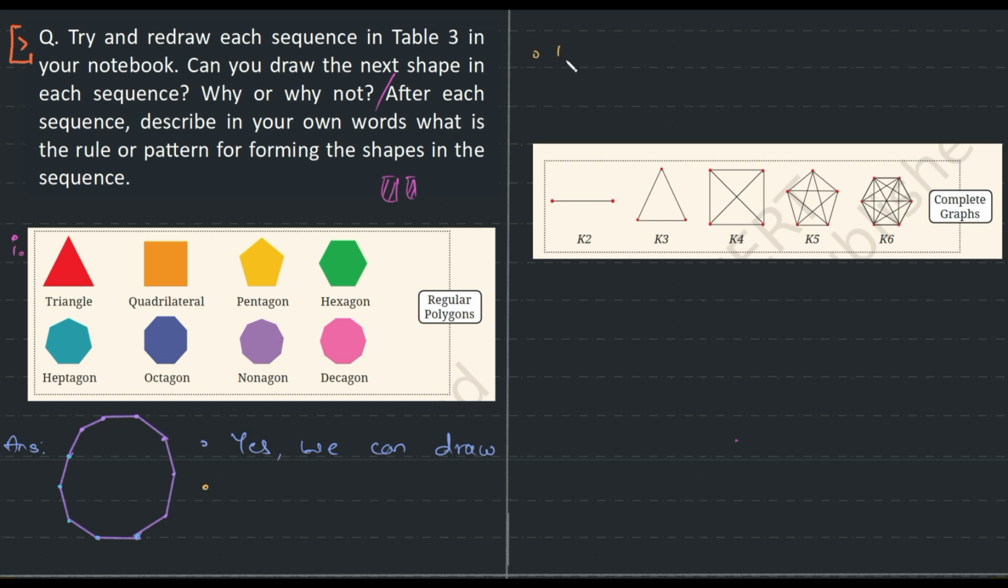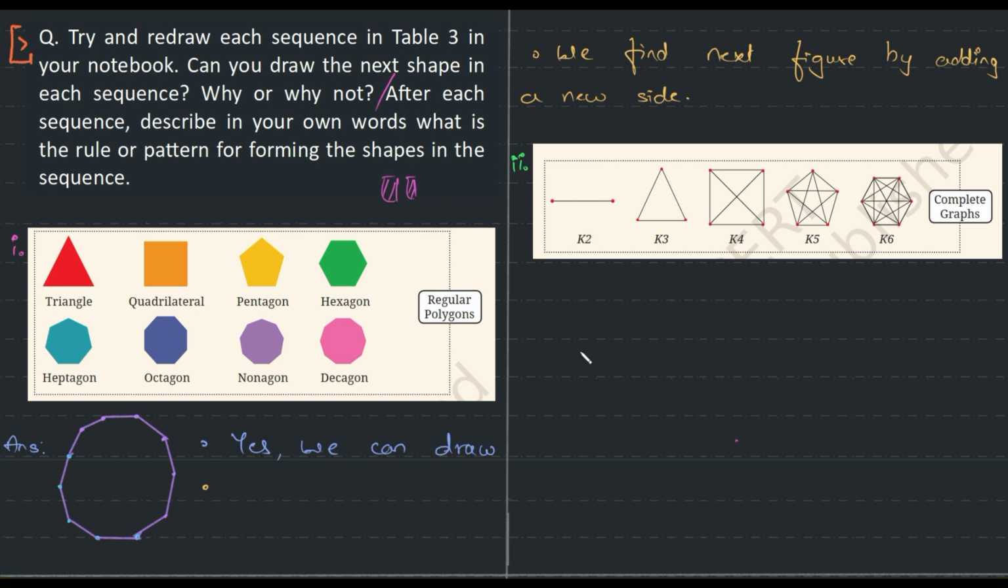So we find next figure by adding a new side. Oh, sorry, a new side. Okay, that was your first one. Now let's look at the second one.